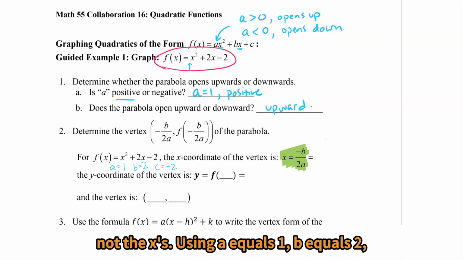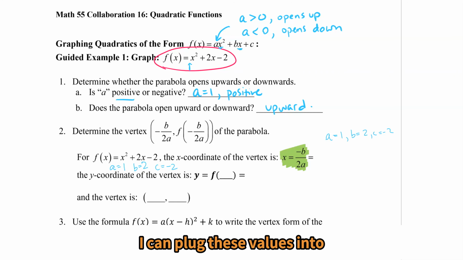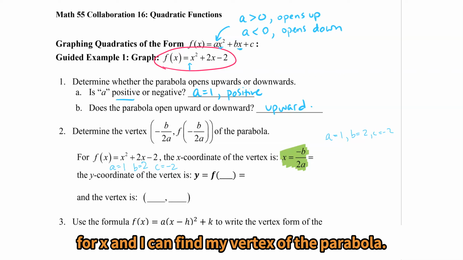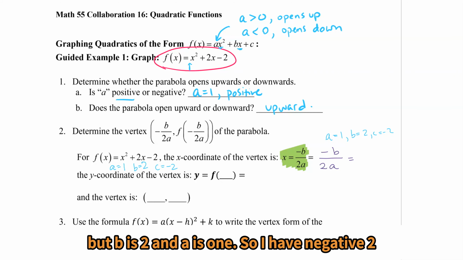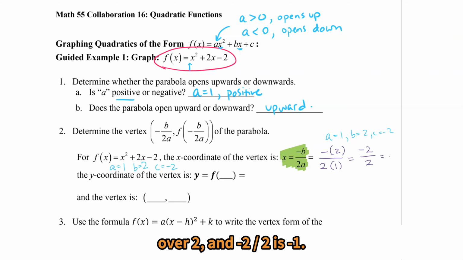Using a equals 1, b equals 2, c equals negative 2, I can plug these values into this equation for x, and I can find my vertex of the parabola. Negative b over 2a, but b is 2, and a is 1, so I have negative 2 over 2, and negative 2 divided by 2 is negative 1.